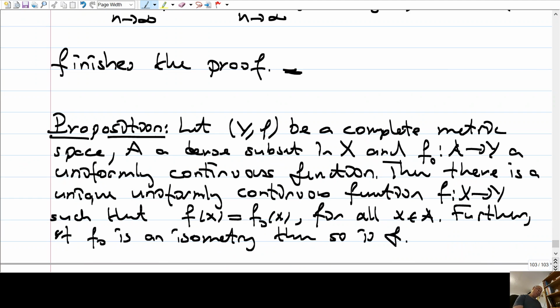So in this proposition, we have to make use of this assumption that this is complete and this is uniformly continuous, okay? These are important assumptions. If you drop them, then the conclusion doesn't hold, okay? So we have to make use of these. Okay.